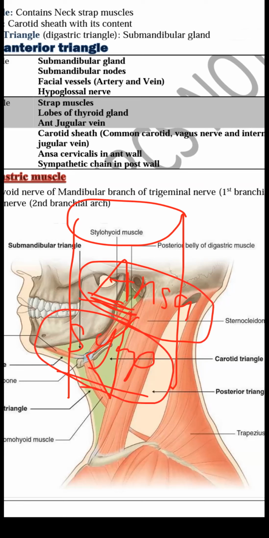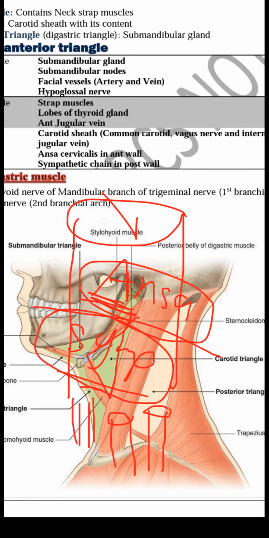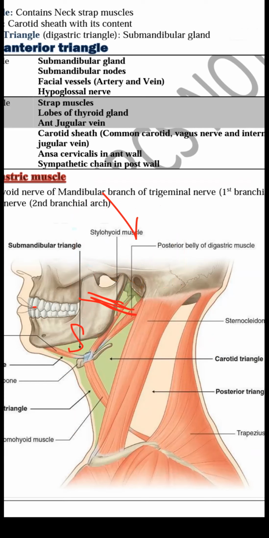What are the contents of the carotid sheath? Below, you have common carotid, internal jugular, and the last 4 cranial nerves. Above, the common carotid is divided into external carotid and internal carotid. Also you will have internal jugular, and above, you will have vagus. So the contents of the carotid triangle are the carotid sheath, anterior ansa cervicalis, posterior sympathetic chain. The contents of the carotid sheath are common carotid artery, internal jugular vein, and the last 4 cranial nerves.